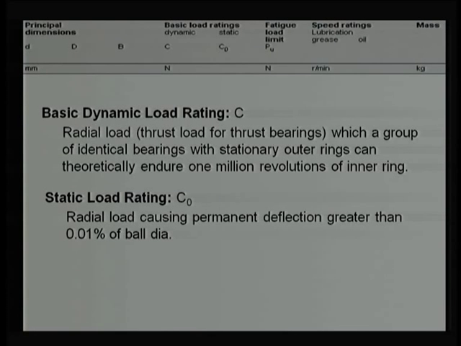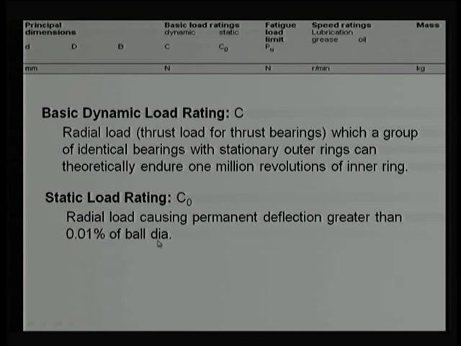When we apply a load on any structure or any element or any material, that material is going to deflect, maybe at the angstrom level or nanometer level or in the micrometer level, depending on the stiffness of the element and the applied load. And C0 says this is a load. When applied on the ball bearing or the roller bearing, the deflection will be equivalent to 0.01% of the rolling element diameter. If it is a roller, it will be the roller diameter. If it is a ball, it is the ball diameter.